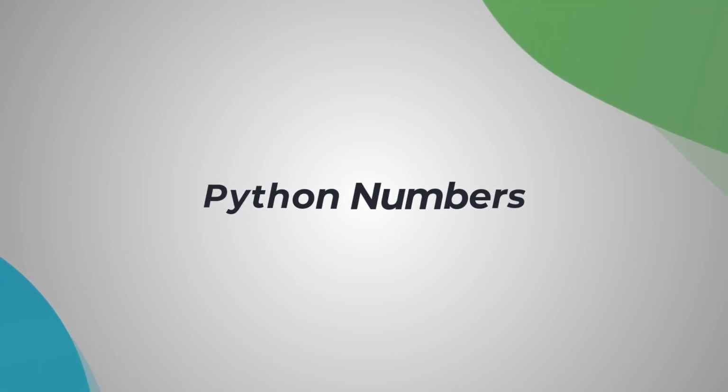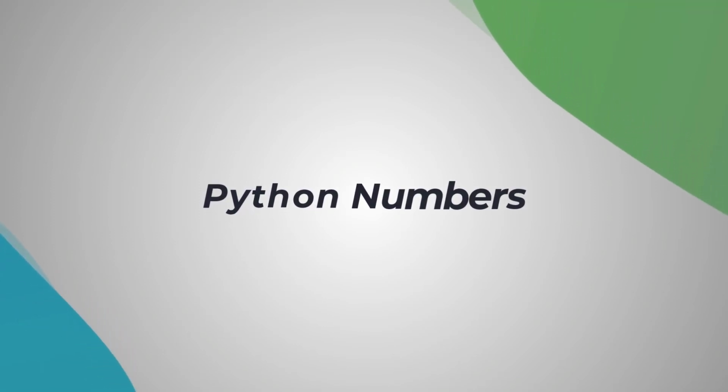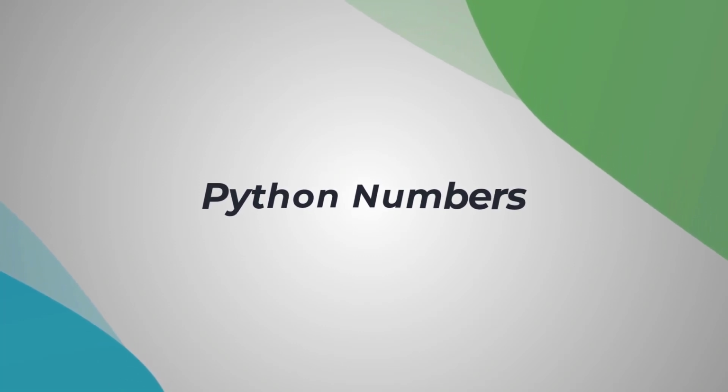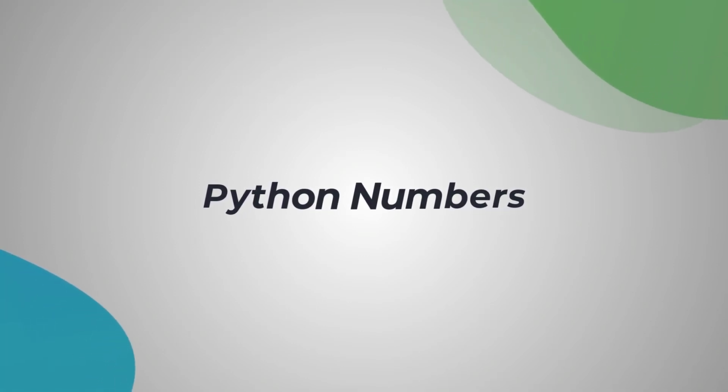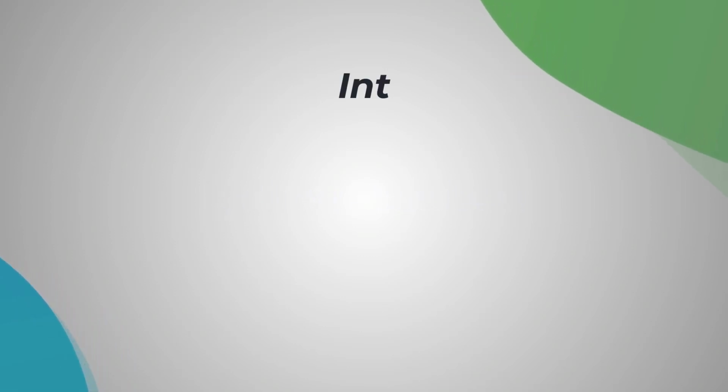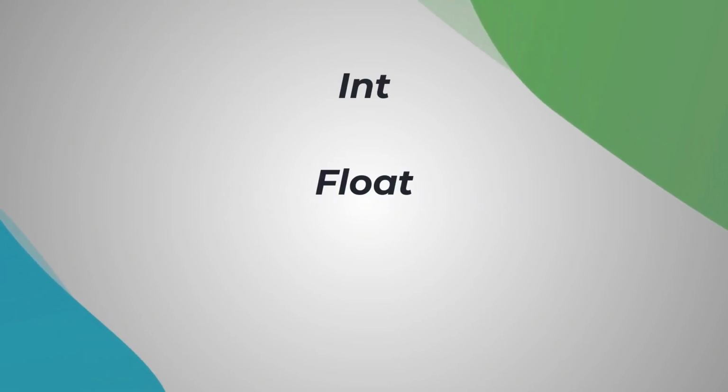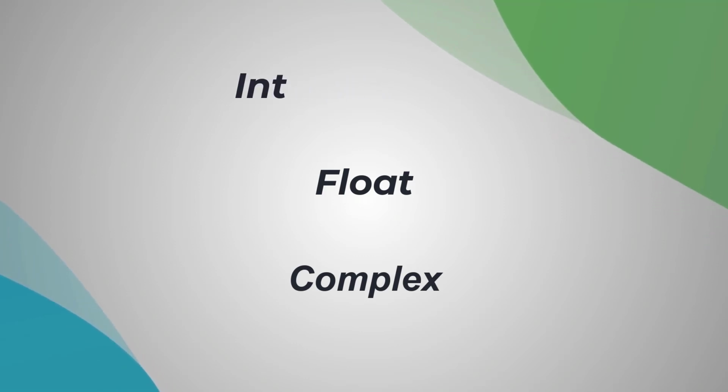In our previous video, we talked about data types in Python, and today we are going to dive deeper into one of those data types, numbers. In Python, there are three main types of numbers: int, float, and complex.